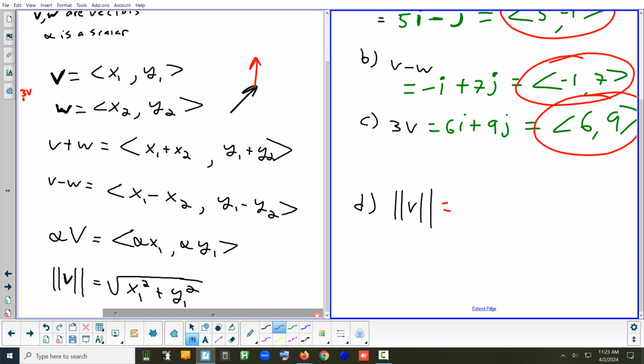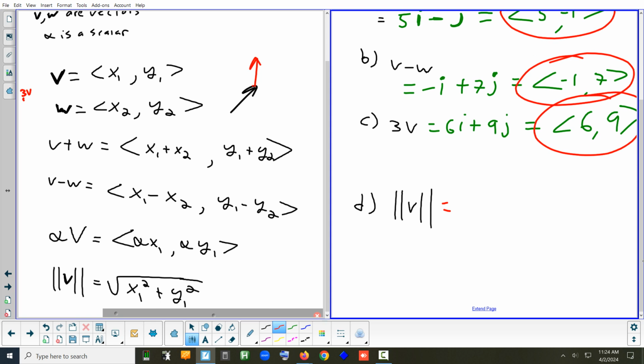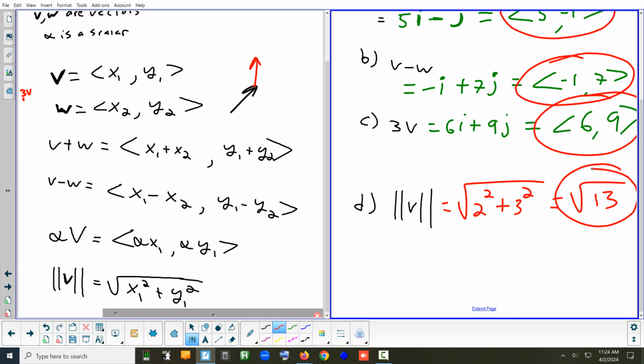All right. So, anyone think they can give me the formula I'm going to use to get the length? 2 squared plus 3 squared, and then square root it. Okay, so that's going to be the square root of how much? 13. Yep. If they ask you for a decimal, you can type it in and round it. Otherwise, I just leave it like that.